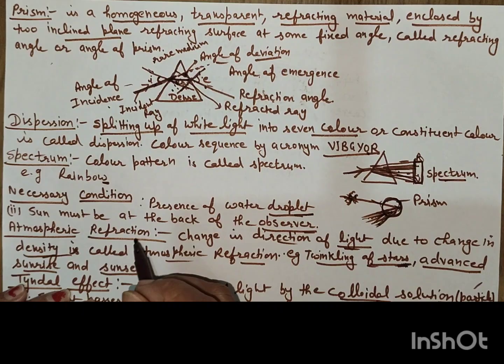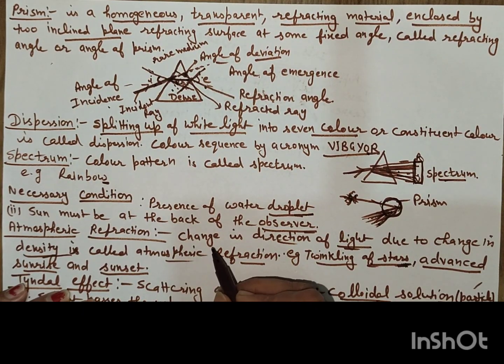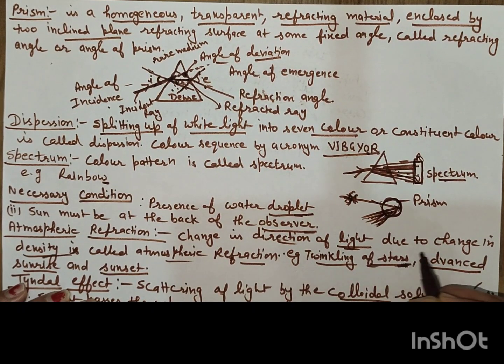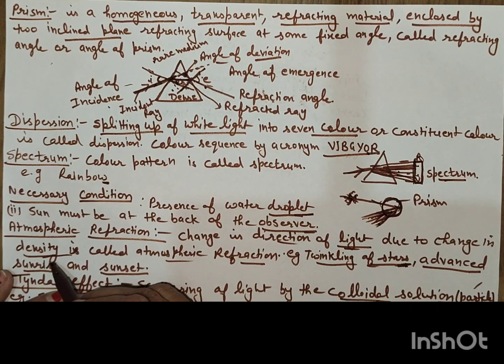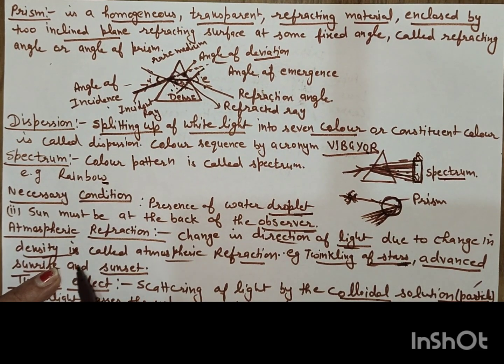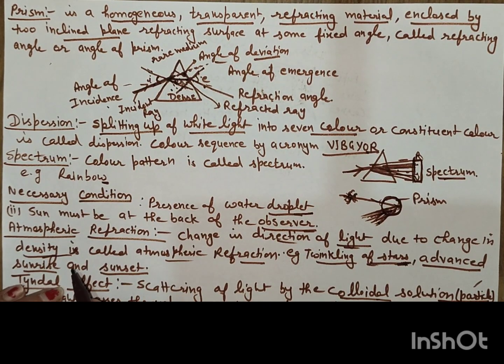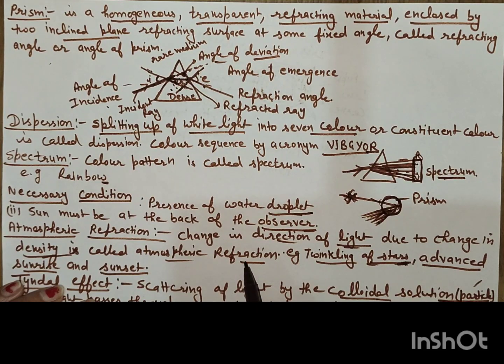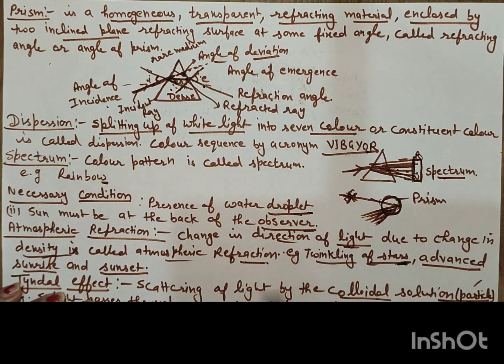Atmospheric refraction. Atmospheric refraction is the process in which there is a change in direction of light due to the change in density in the atmosphere. At certain places, the atmosphere is very dense. At certain places, the atmosphere is less dense. Then there is the change in density, and due to this atmospheric refraction takes place, and we can understand it by the example of twinkling of stars and advanced sunrise and delayed sunset.